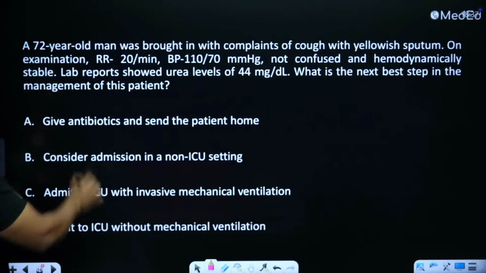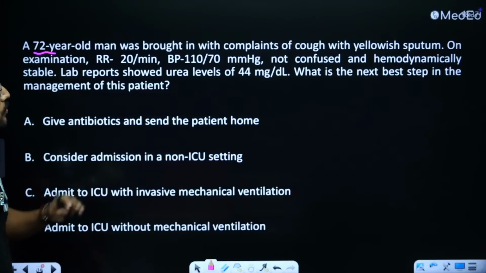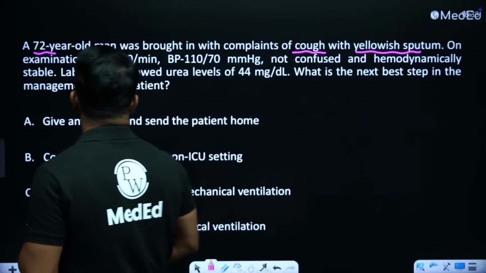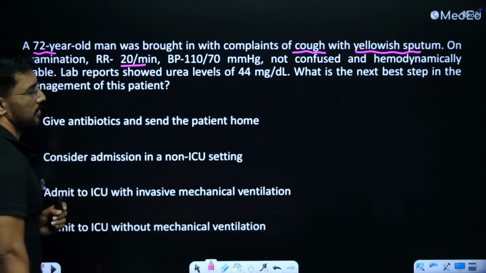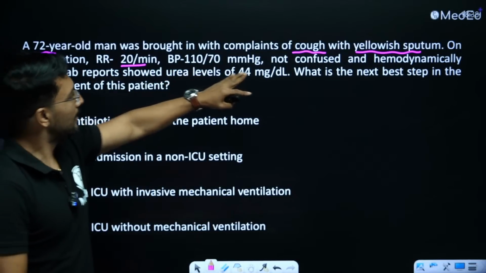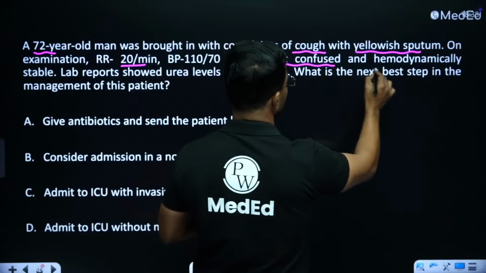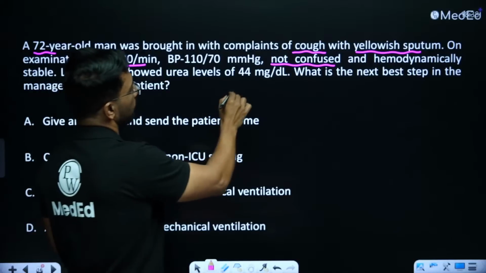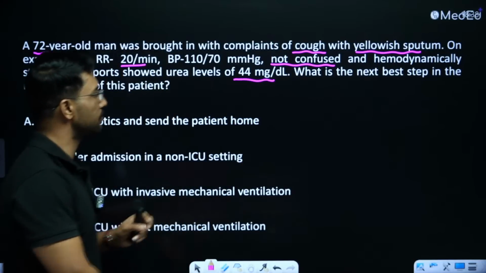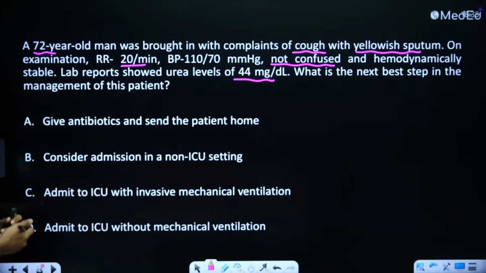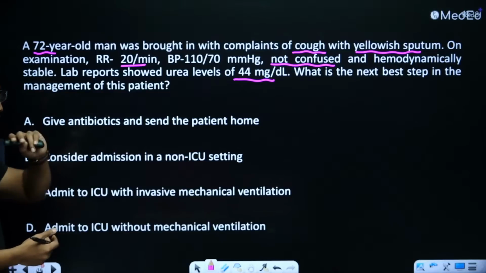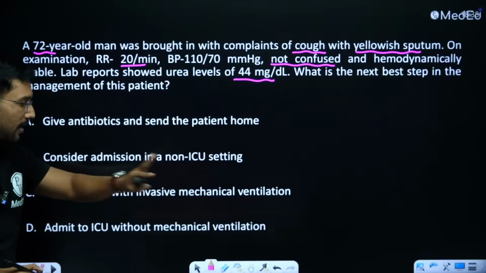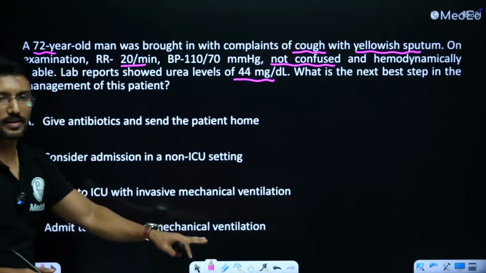Here we have an elderly man, 72 years old, brought in with complaints of cough with yellowish sputum. On examination, his respiratory rate is 20 per minute. BP is 110/70. He is not confused and is hemodynamically stable. Lab report showed a urea level of 44 milligrams per deciliter. What is the next best step in the management of this patient? Give antibiotics and send the patient home. Consider admission in a non-ICU setting. Admit to ICU with invasive mechanical ventilation, or admit to ICU without mechanical ventilation.